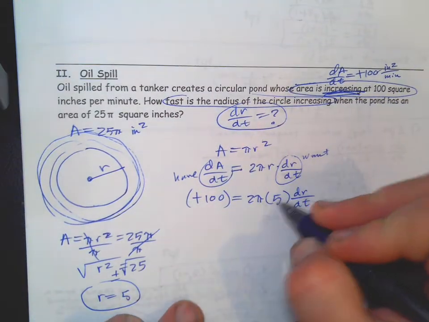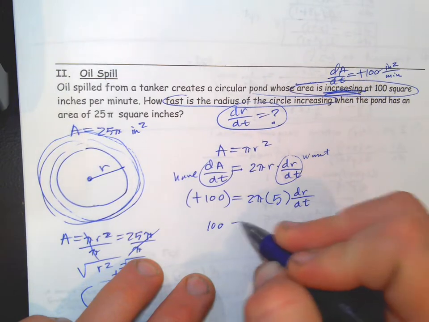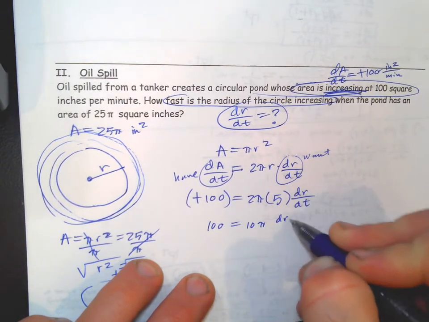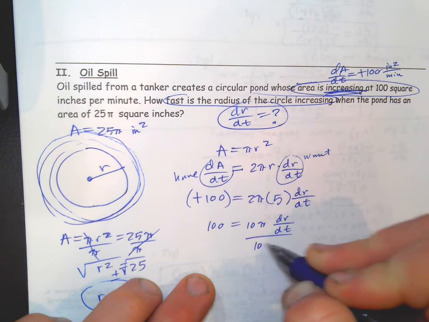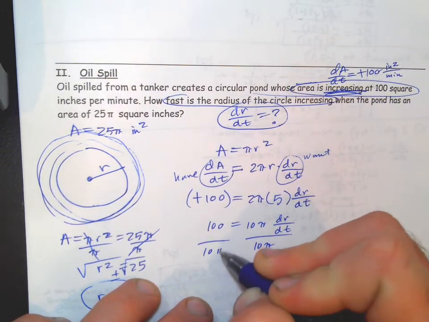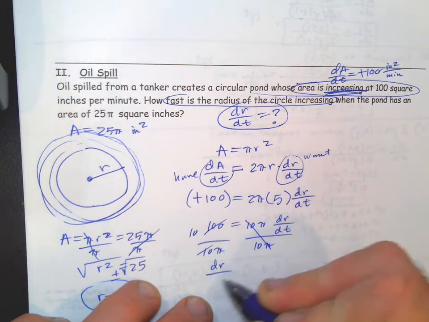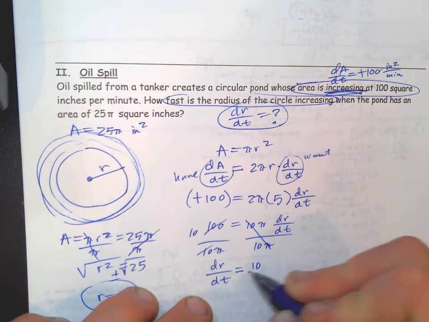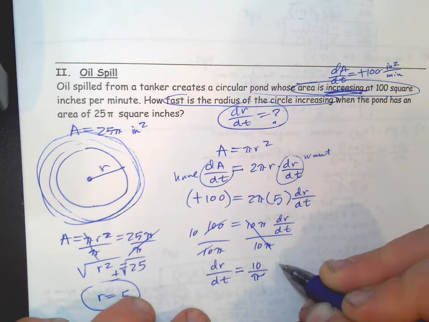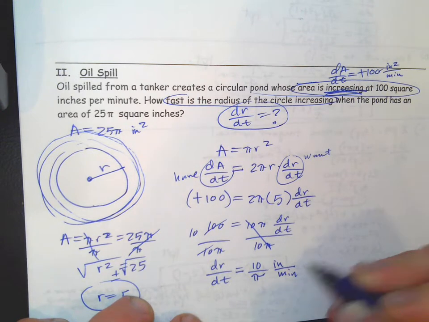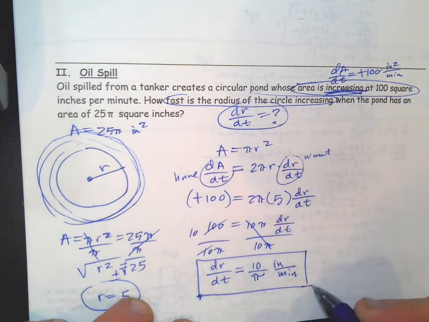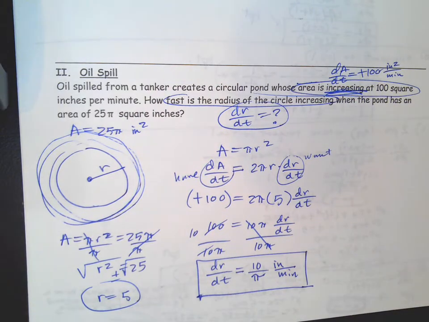So we're going to plug the 5 in, and now we can solve for dr/dt. So I'm going to divide by 10 pi, and so dr/dt equals 10 over pi. The units are going to be, for the radius, it's got to be one-dimensional inches over time, which is minutes on this problem. And it came out positive, which it should. So there we go. That's how you do these.